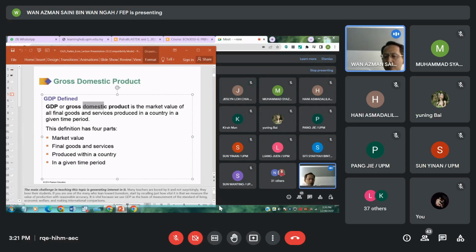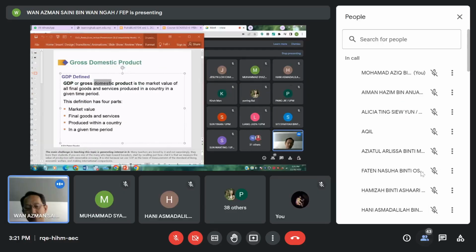Second is final goods and services. There are many different kinds of goods that we produce in the economy. Some of the goods are final. Final means the goods will be purchased by final consumers. You buy it and then you enjoy that. That is final goods.